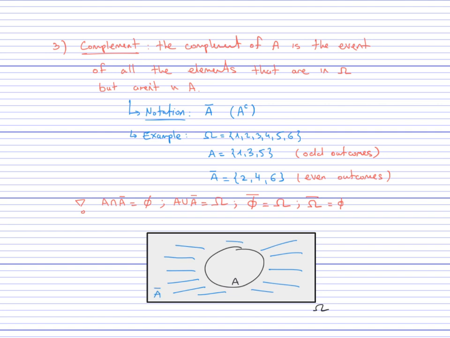Okay, in the next part, we are going to talk about an example that covers all the different operations that we talked about. So let's do the example. Again, let's say that omega is 1, 2, 3, 4, 5, 6. And A equals 1 and 5. B equals 2, 3, and 5. And C equals 3 and 6.